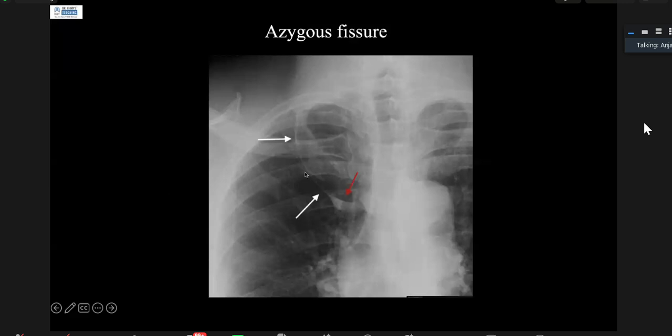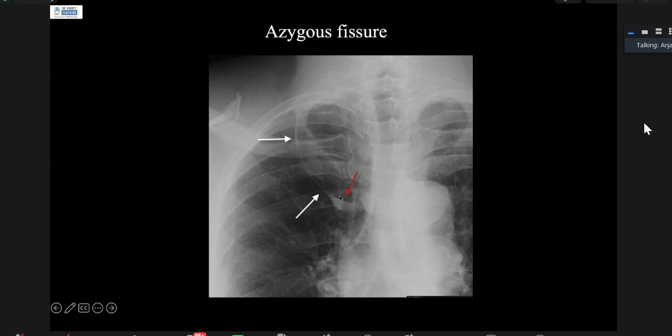Now, this is just to show you an incidental finding, which is a congenital appearance. You may see that on some X-rays. It's not a pathology. This is because of an abnormal course the azygous vein takes. Okay, we're not going to go into the details, but this is how it looks. This looks like a fissure, and it is called an azygous fissure. And this is the position, okay?